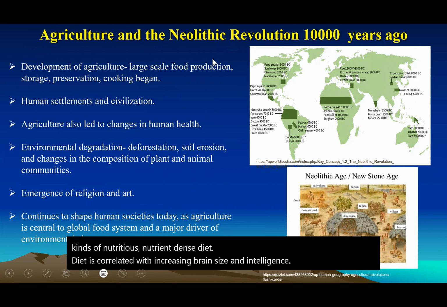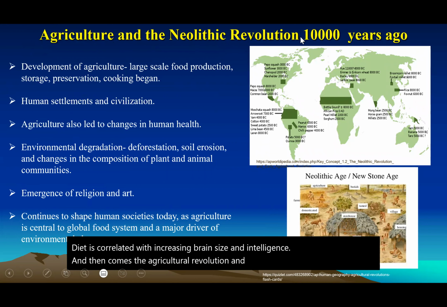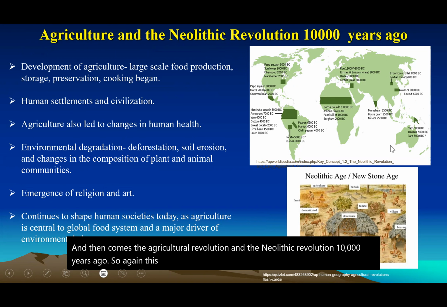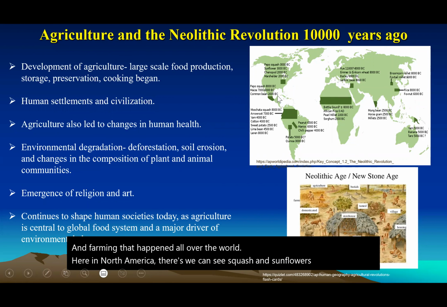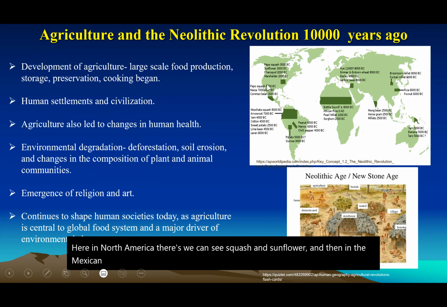And then comes the agricultural revolution and the Neolithic revolution 10,000 years ago. So again, here in this map, you can see the fossil records of vegetables and farming that happened all over the world. Here in North America, we can see squash and sunflower. And then in the Mexican region, you can see 8,000 BC squash and beans, and small millets in India. So now this is the development of agriculture.